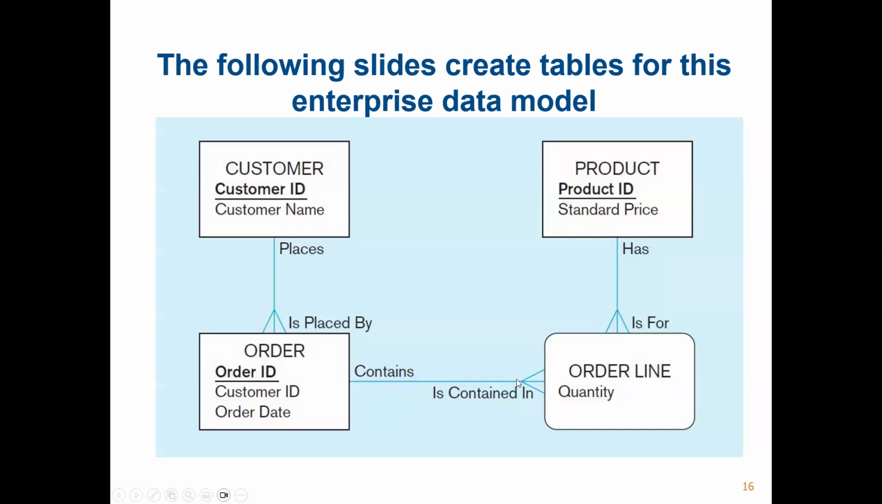So it's one to many, it can be any amount. 6 order lines, we specify the quantity here. Or we can read it the opposite way: the order line is contained in order. Whatever quantity of order line is contained in order.